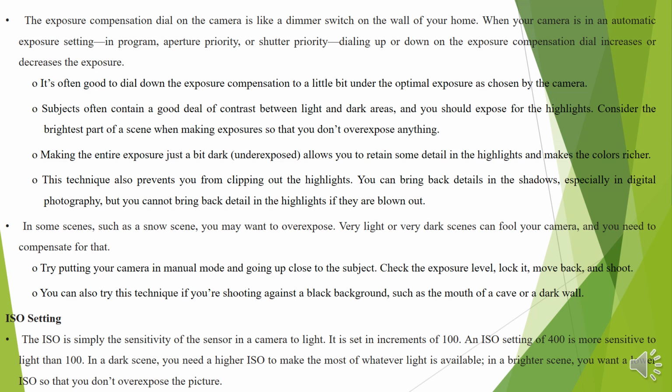The exposure compensation dial on the camera is like a dimmer switch on the wall of your home. When your camera is in an automatic exposure setting, in program, aperture priority or shutter priority, dialing up or down on the exposure compensation dial increases or decreases the exposure.